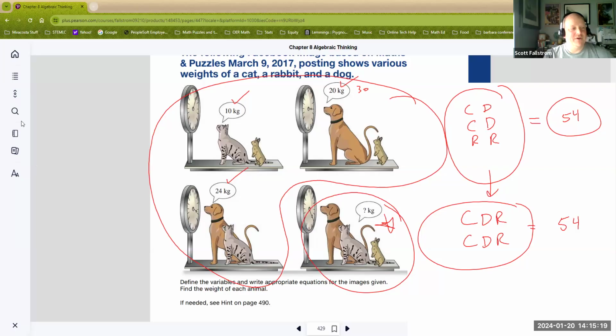So if you're looking at that picture and maybe you see it now, you're like, wait a minute, Scott, I have a cat, a dog, and a rabbit. And then I have another cat, a dog, and a rabbit. So really, I have 2 of these groups. 2 of these groups gets me 54.